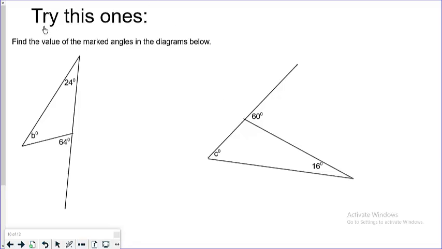Now, this is your trial work. Do it. Find the value of angle B and angle C. Enter a result for feedback.